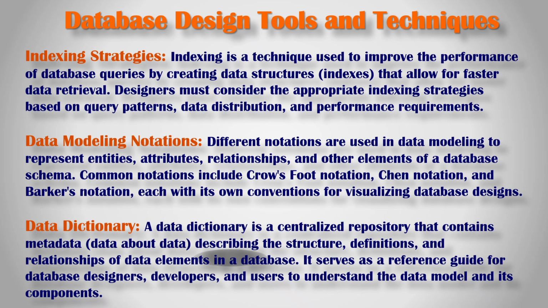Data modeling notations. Different notations are used in data modeling to represent entities, attributes, relationships, and other elements of a database schema. Common notations include crow's foot notation, Chen notation, and Barker's notation, each with its own conventions for visualizing database designs.